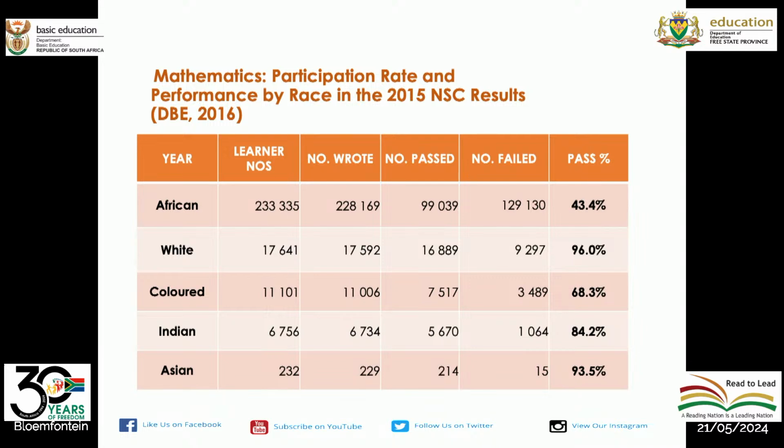This is what has been happening in the system. 43% of Africans, this is the pass rate of Africans in mathematics. There are 233,000 of them, but you see the performance. For the white group, it's 96%. For the so-called colored group, it's 68%. For the Indian group, it's 84%. And for the Asians, it's 93.5%. Can you go to the next slide?